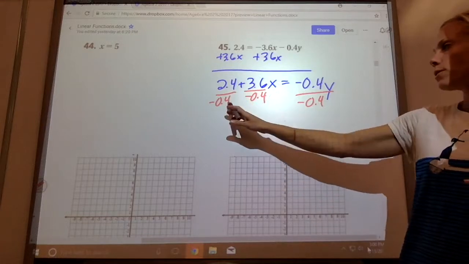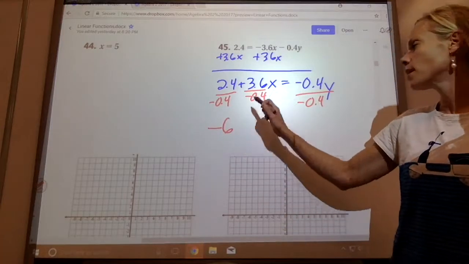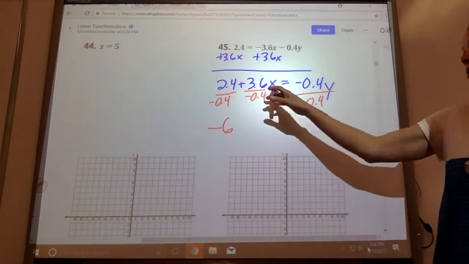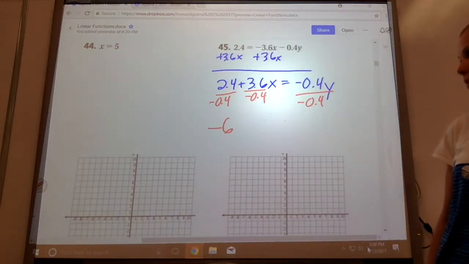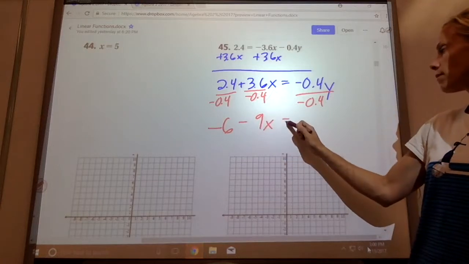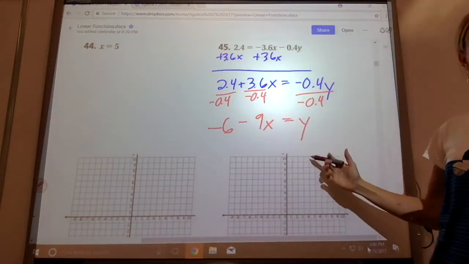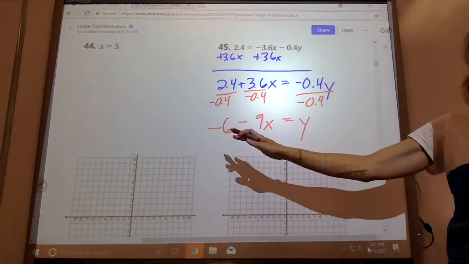So what's 2.4 divided by 0.4? And that actually comes out even, -6, good. 36 divided by 4 is basically what you're doing. What's 3.6 divided by 0.4? So that looks a lot better from what I started with. Decimals, yuck, right? Nice whole numbers, good.